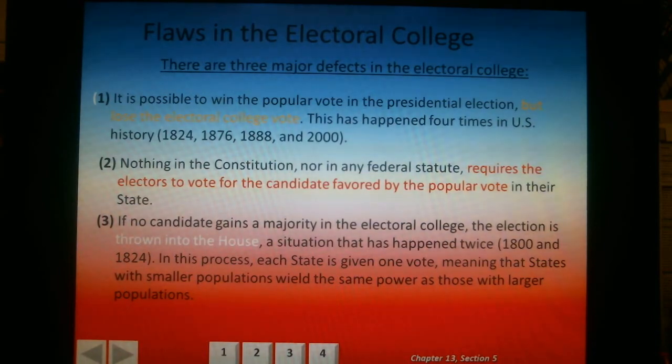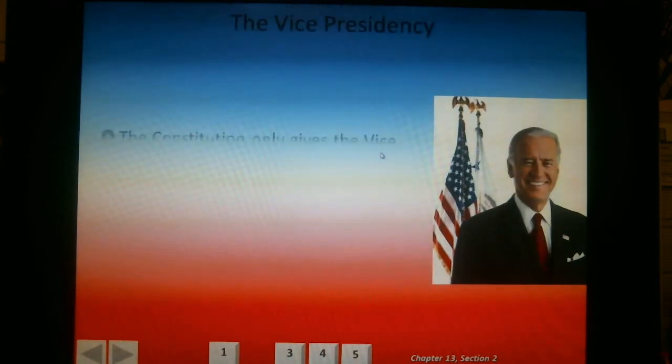So again, a lot of people who argue that we need to change our election system believe that we need to get rid of the Electoral College and replace it with a different system. But that right now is not even a foreseeable answer, and so at this point we'll let it go. Well, what about the vice presidency?